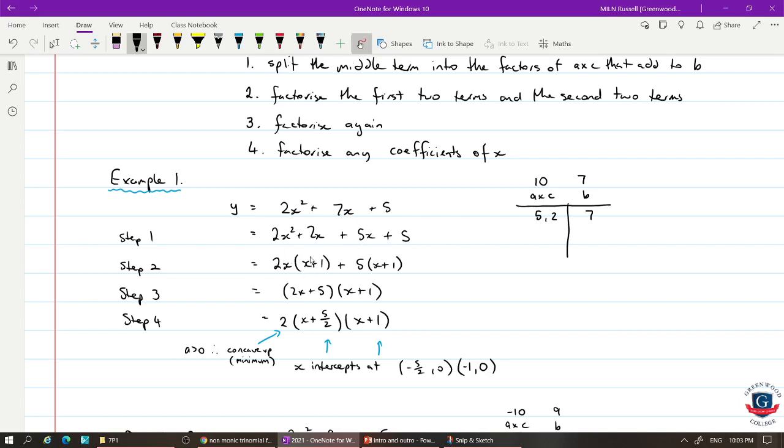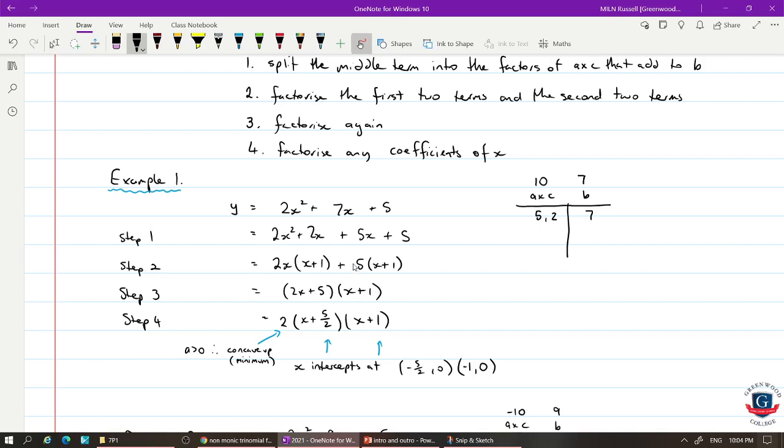Then, I'm going to factorize the first two terms, and I'm going to factorize the second two terms, and something quite miraculous will occur. So the highest common factor here is 2x. I stick that out the front. 2x times x will give me 2x squared. 2x times 1 will give me 2x. Then I factorize the second two terms. Factorize out 5, and I get left with x plus 1. And looking at my solution here, I've now got an x plus 1 common to each bracket.